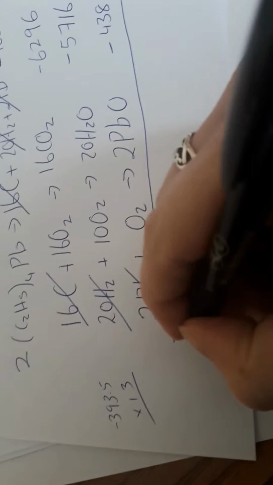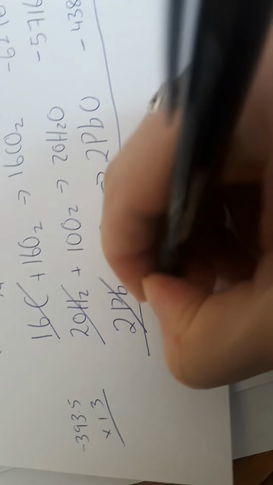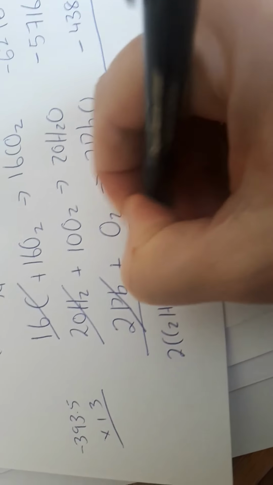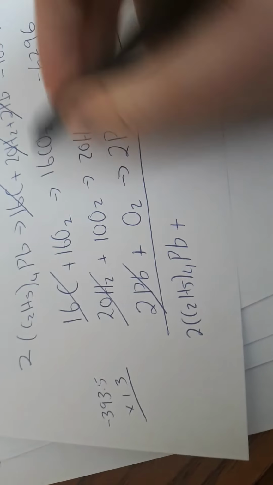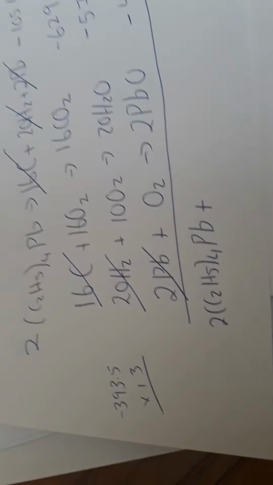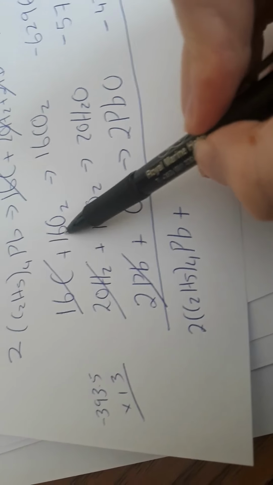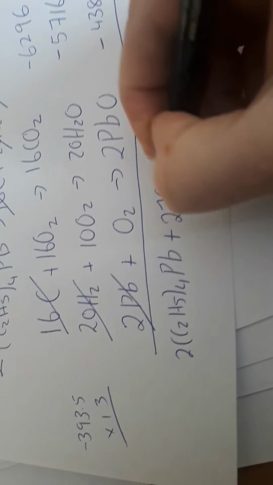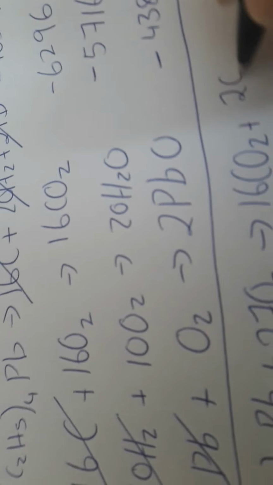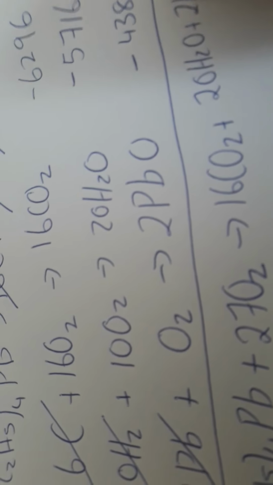So what I have is 2 C2H5 4PB plus, and none of my oxygens can cancel with anything on the right hand side because there is no oxygens on the right hand side. So that's 16 plus 10, which is 26, plus 1. So that gives me 27O2. And if I compare to what I have up here, 27O2, so we're looking good. And that goes to 16CO2 plus 20H2O plus 2PBO. And again, we look at what we have up here, that is exactly what I have down here.